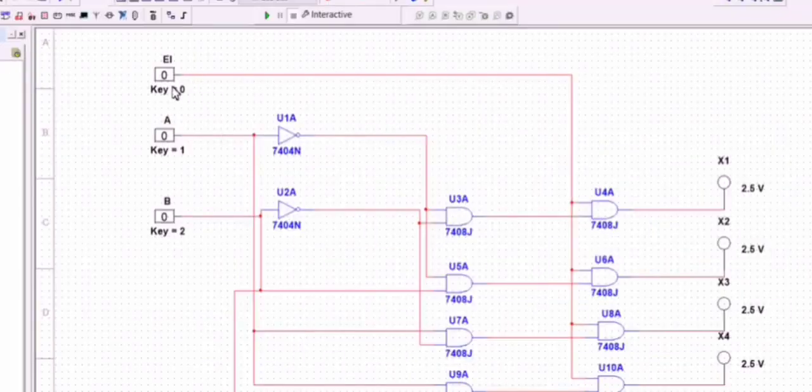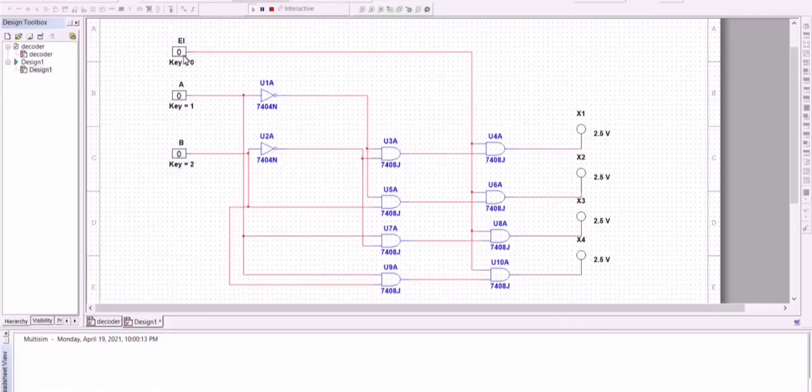Now the enable input is given 0, so all the outputs are 0. If we give 1 for the enable input, now the decoder is enabled, so output is produced. If we give 1 for B, then the second bulb is glowing. Then if we give 1 for A, then the third bulb is glowing. And at last, if we give 1 for both A and B, then the last bulb is glowing. And that's all.